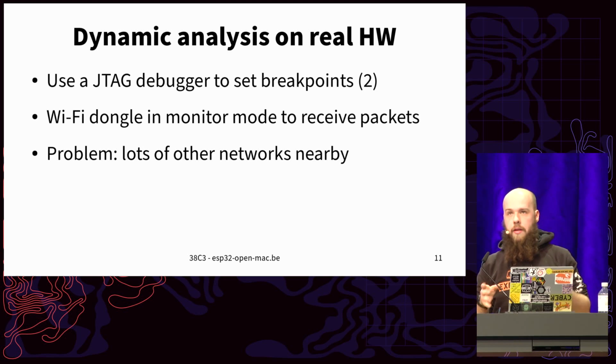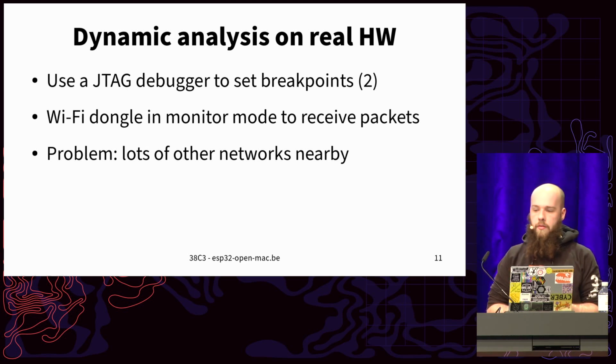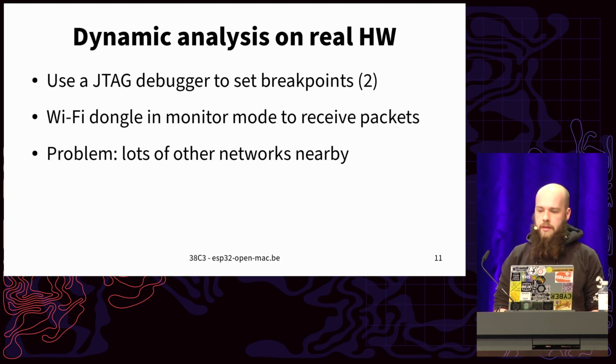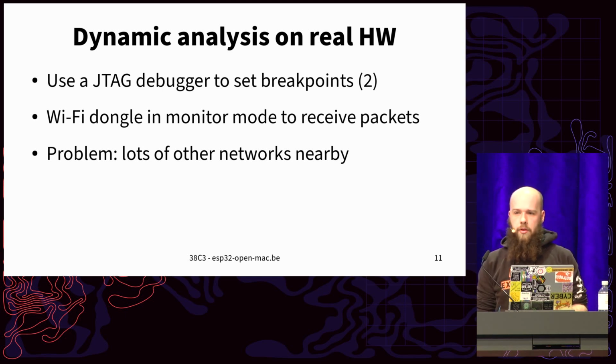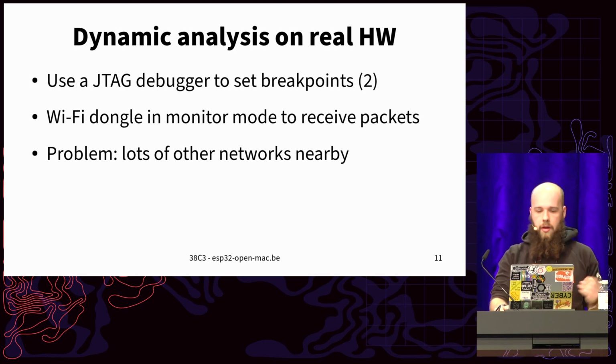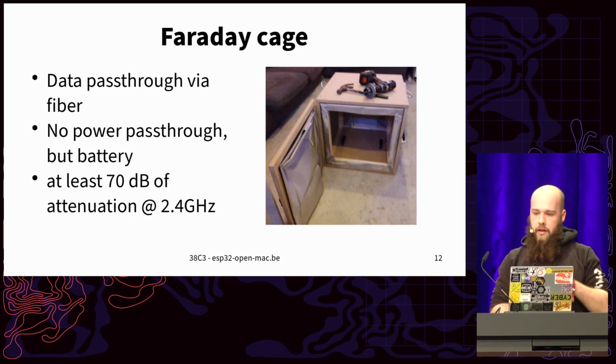And then we can use a Wi-Fi dongle in monitor mode to receive all packets in the area, even packets that are not destined for the Wi-Fi dongle. The problem with that, in a big city, there are a lot of other Wi-Fi devices nearby, so you receive all of those packets as well. And that's really annoying because then you don't know if you maybe sent one packet on the ESP32, but there are tens of thousands of other packets. You don't know if your ESP32 sent something or not. And for this, I built a Faraday cage.